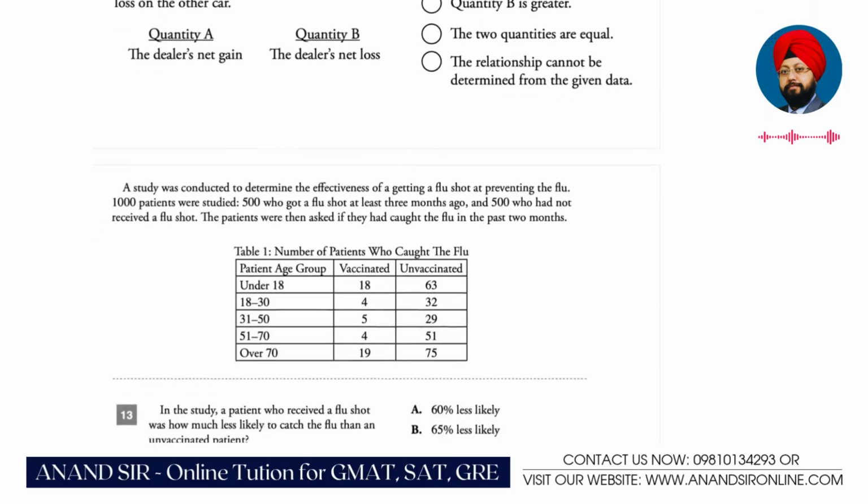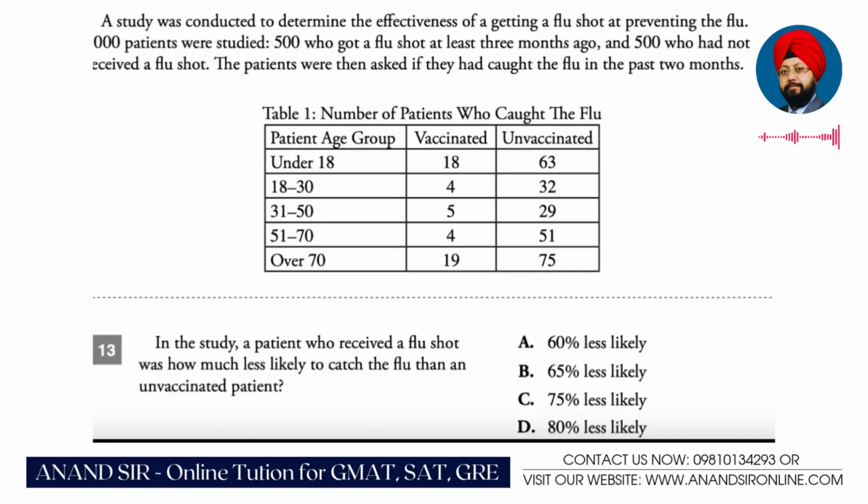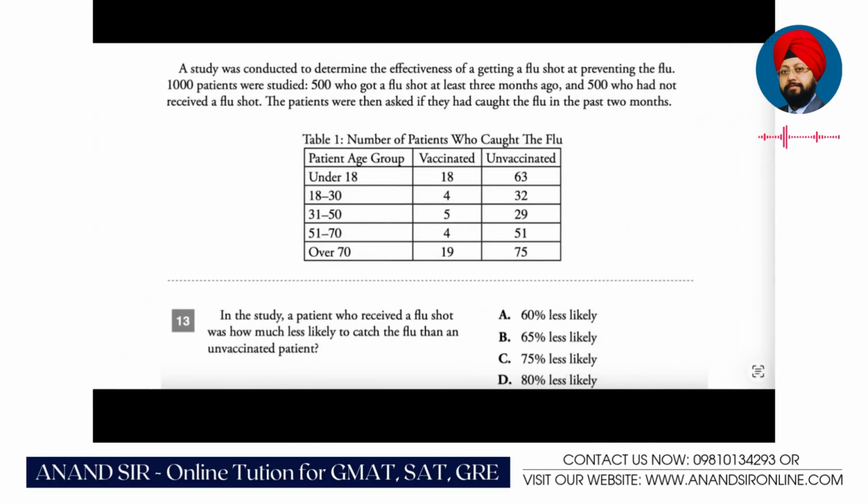Third question. A study was conducted to determine the effectiveness of getting a flu shot at preventing the flu. 1,000 patients were studied: 500 who got a flu shot at least 3 months ago, and 500 who had not received a flu shot. The patients were then asked if they had caught the flu in the past 2 months. So this was the report: patient groups under 18, 18 to 30, 31 to 50 and so on. These are vaccinated who got the flu, and this is unvaccinated who got the flu.